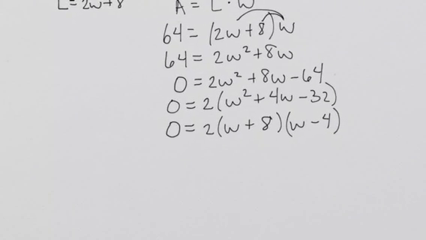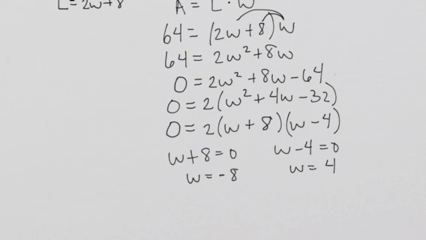We'll now solve this equation. So we will take each factor that has our variable in it and we'll set it equal to 0. So W plus 8 equals 0. W minus 4 equals 0. So we end up with W equals negative 8 and W equals 4. Now, negative 8 is not an option because we're looking at the width and we can't have a negative width. So we will take the width is 4 and we're measuring in feet. So our width is 4 feet.